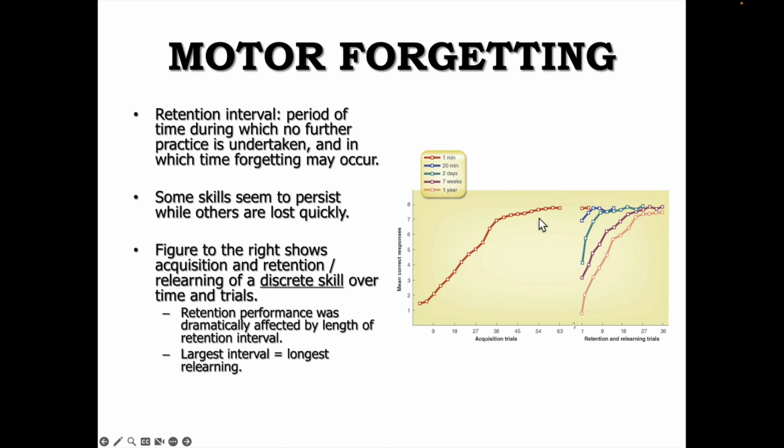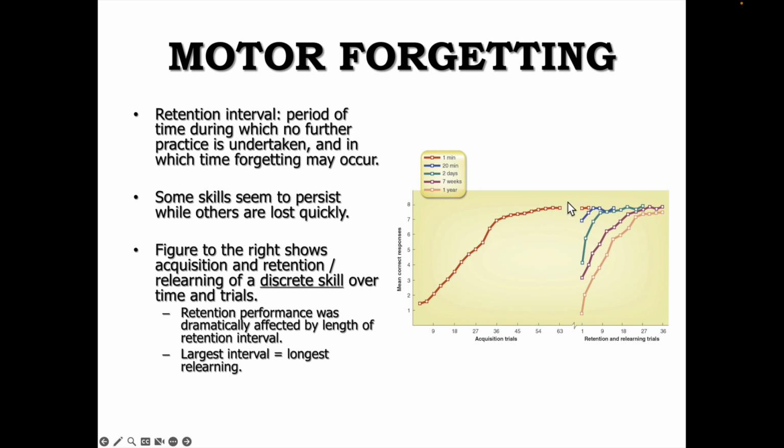How to read this graph is that during the acquisition trials phase, they just practiced this particular skill a lot. On the y-axis we have the average correct responses, so the higher this value is, the more learning would have occurred. As they get practice, notice that the more correct responses have occurred, meaning that we think that motor learning has occurred. Essentially, we've just gotten better at that particular skill.